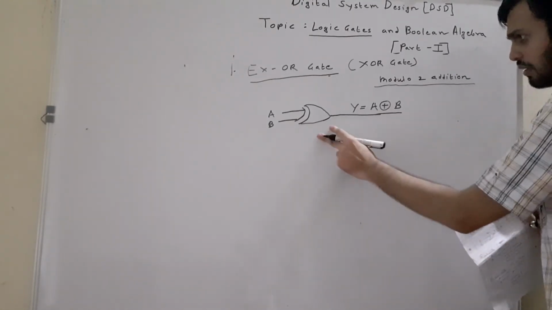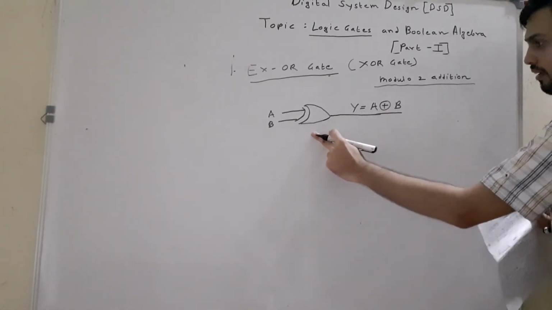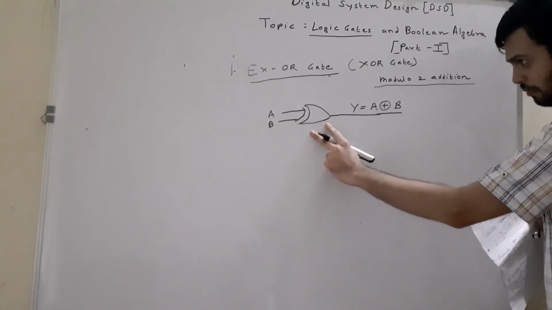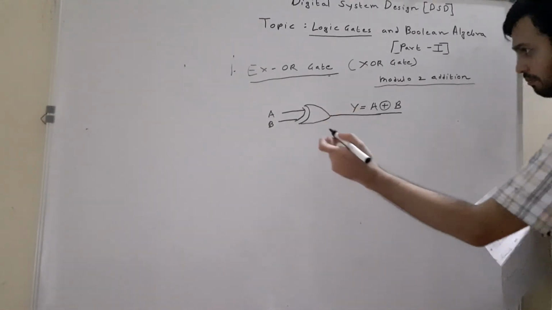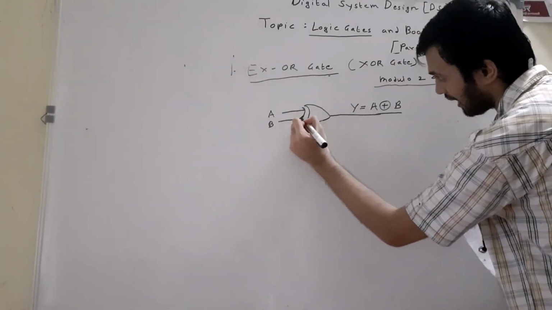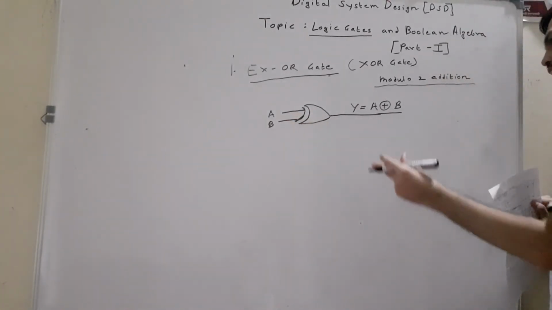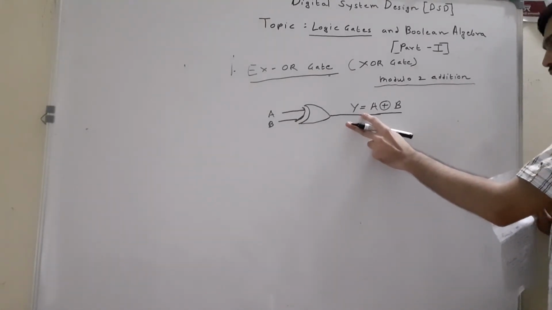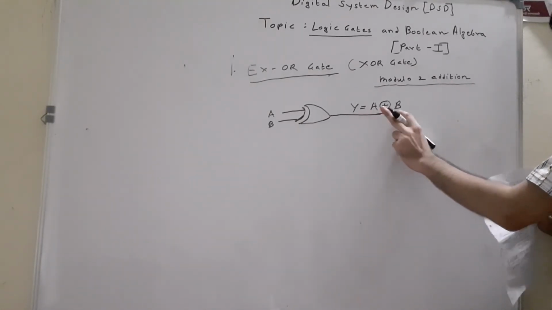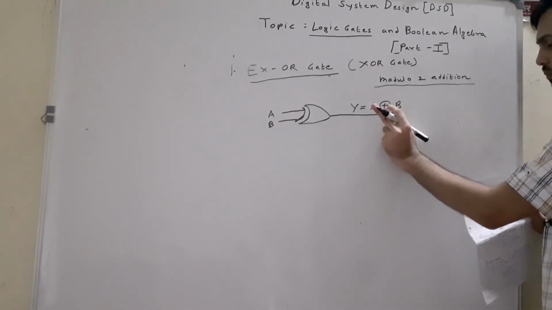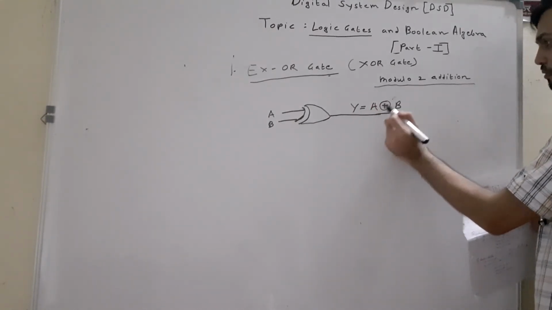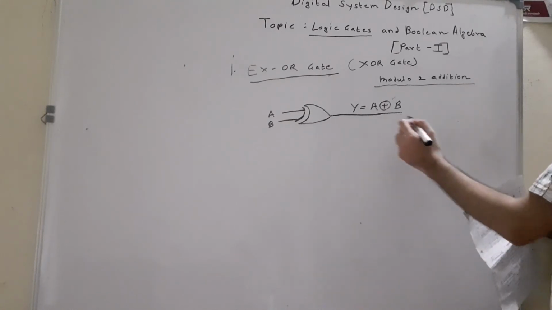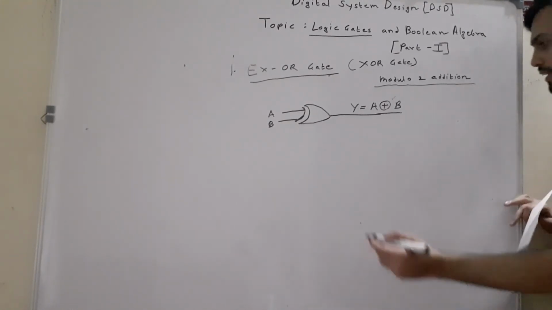So have a close look at this symbol. This triangular type of symbol is that of the OR gate. Beneath that there is a curved line and there are inputs attached to it. If you see such a logical symbol, then it is the symbol of the XOR gate. So it represents Y is equal to A modulo 2 addition B. The plus within the circle indicates modulo 2 addition. So Y is equal to A XOR B. Now let us study its truth table.